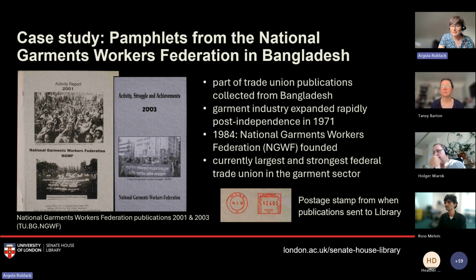It's currently still the largest national trade union federation in the garment sector, with multiple branch offices and factory committees across the country. In the collection that we have here, we hold two publications from this union, one from 2001 and one from 2003. Another interesting feature of these pamphlets is that one of them still has the postage stamp from when the publication was sent to the library, and you can see that at the bottom of this slide here.